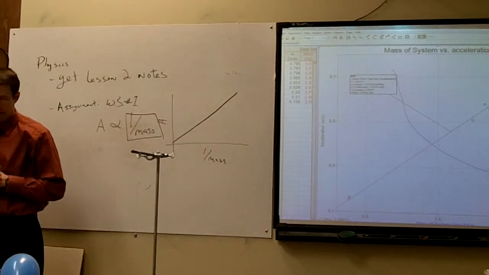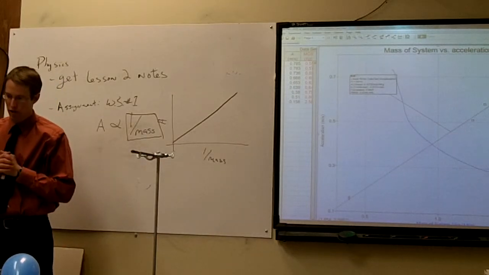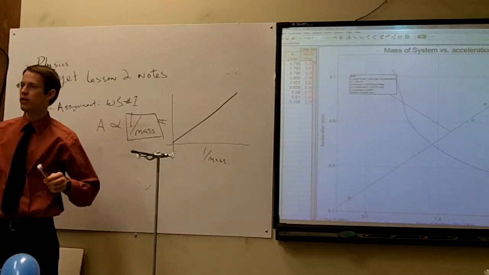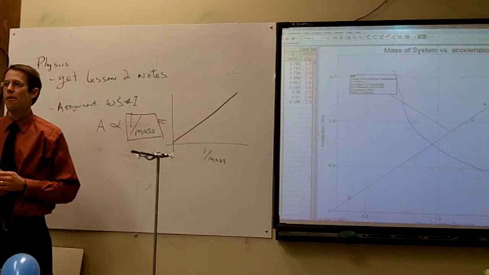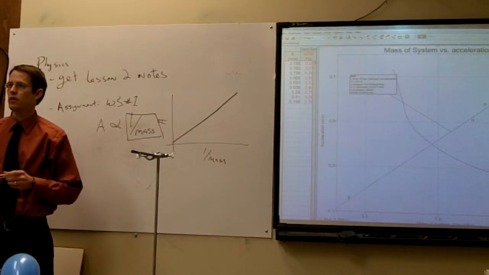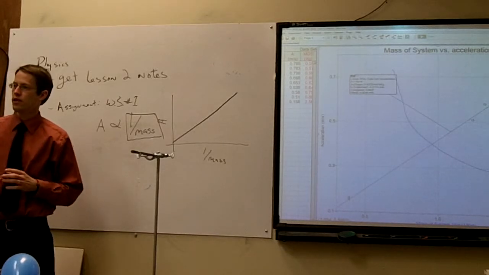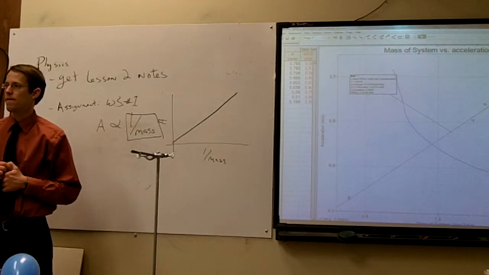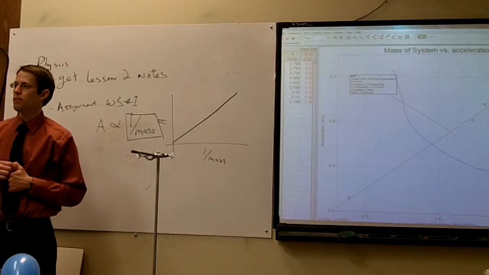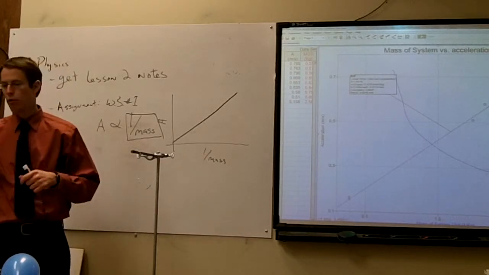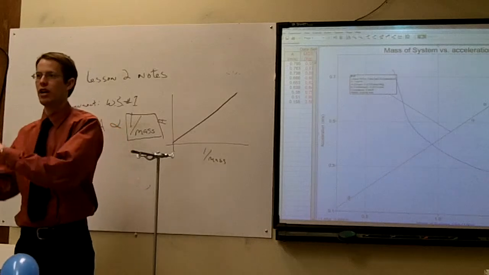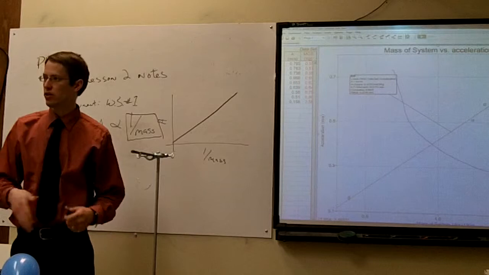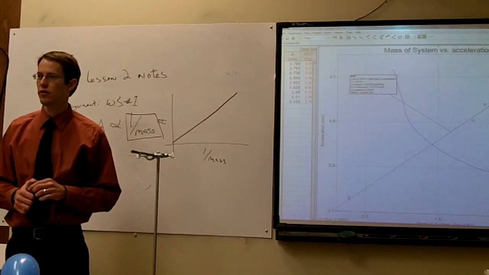Now connect that with reality. Does anybody have an example of a situation that's more difficult to accelerate because you have more mass? Yeah, do you have an example? Where you're adding more mass on top of the cart. You're right. You add mass to the top of the cart, it doesn't accelerate as quickly. Slower.